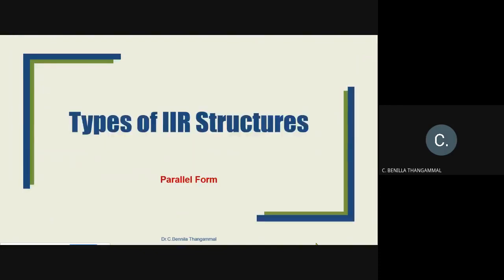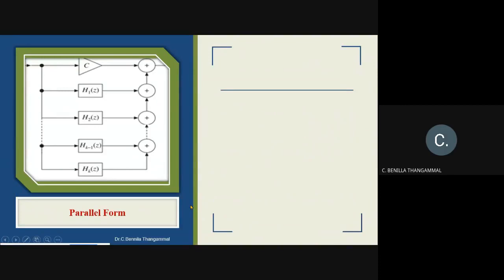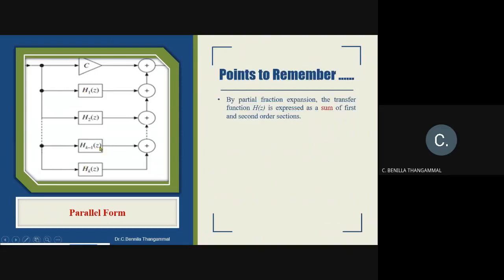So the next type of IIR filter is the parallel form. In this parallel form also, the entire H of z transfer function will be broken into small pieces of first order or second order polynomials, and then it will be placed one behind the other. It's a parallel form, right? So it will be a sum of the first order and second order sections here. This parallel form of realization is used in high speed filtering applications.